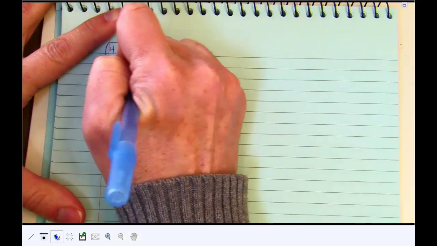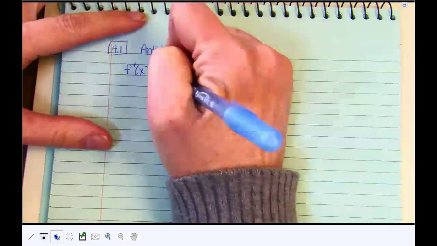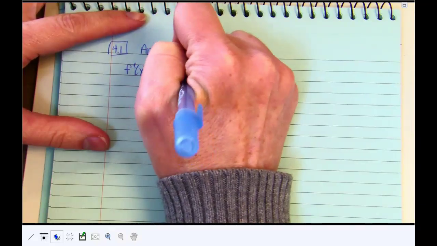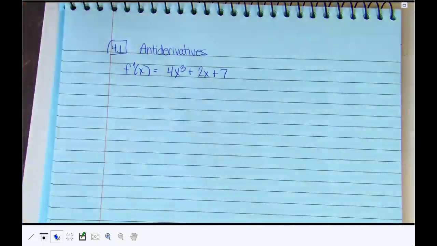Let's say, just so you have this on your paper, f prime was, this one is awfully easy. Okay, so let's say we've got that. I'd like you to find the antiderivative for me.